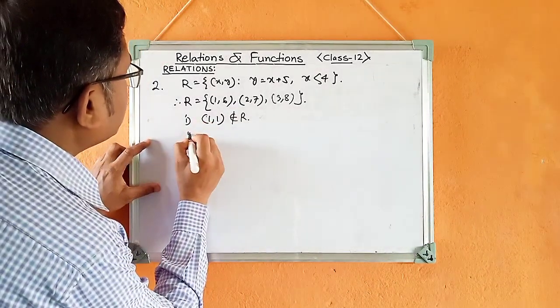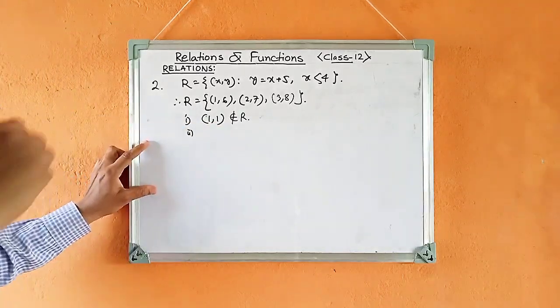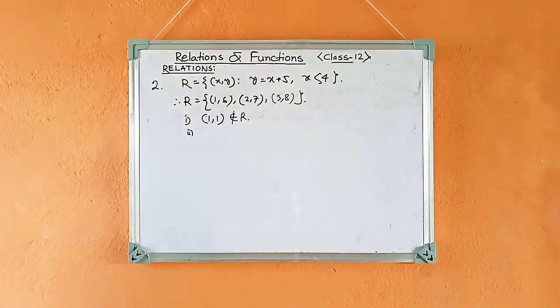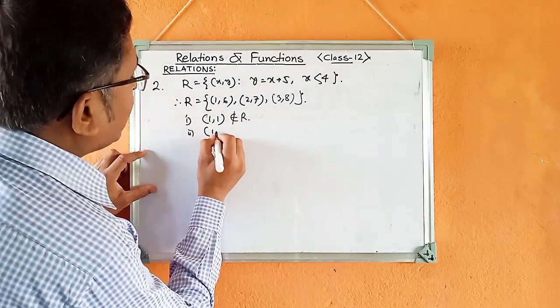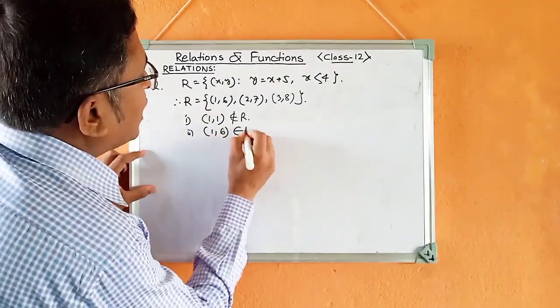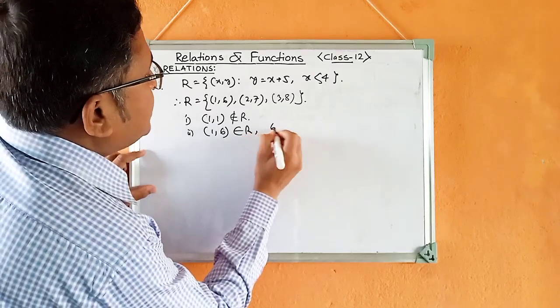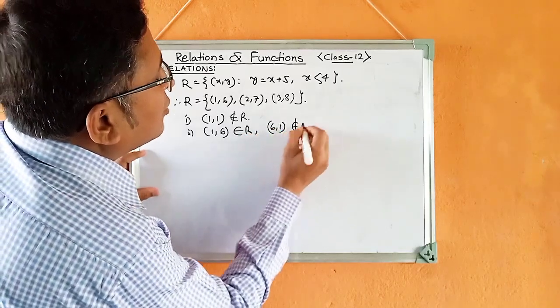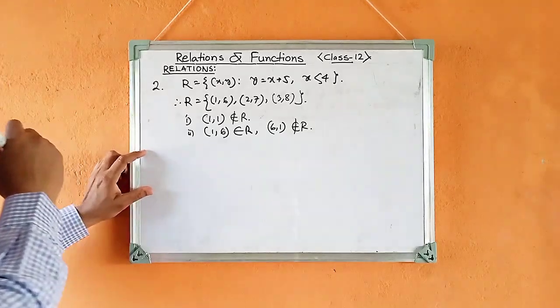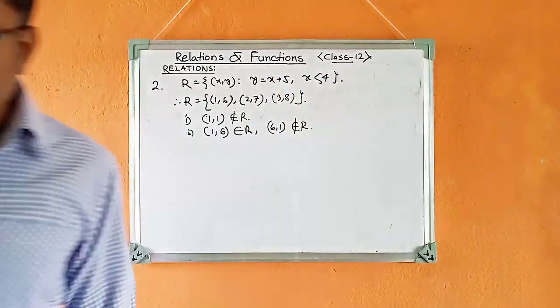Now come to part number 2. Is this relation symmetric? Check. 1 comma 6 belongs to R, but 6 comma 1 does not belong to R. That means this relation is not symmetric.